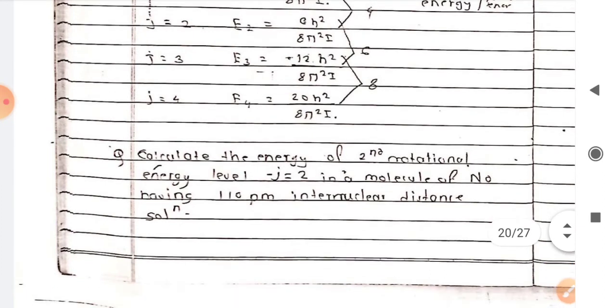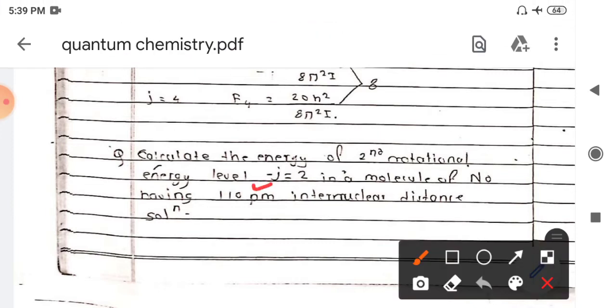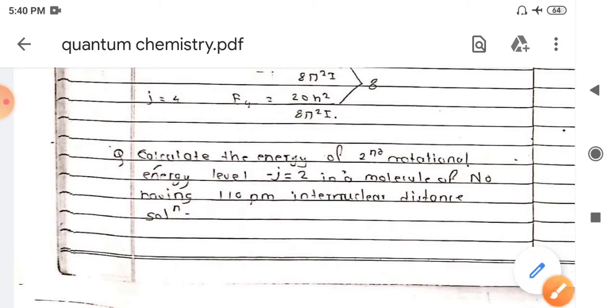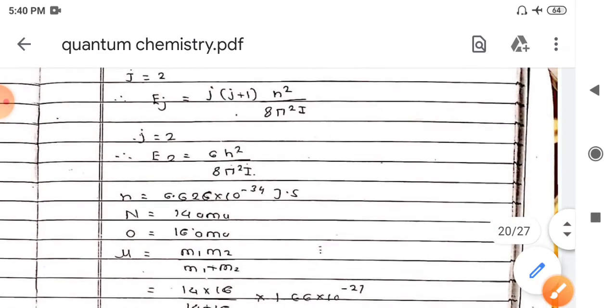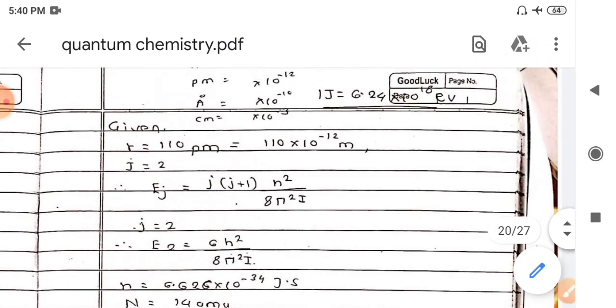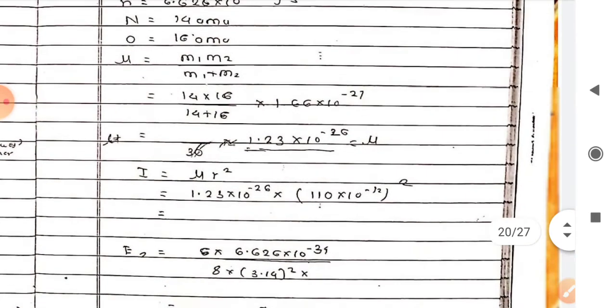Here one solved problem is there: calculate the energy of the second order rotational energy level, that is J equals 2, in a molecule of nitrogen monoxide, NO, which has an internuclear distance of 110 picometer. So the distance is given, the energy level is given, and the molecule is nitrogen monoxide.